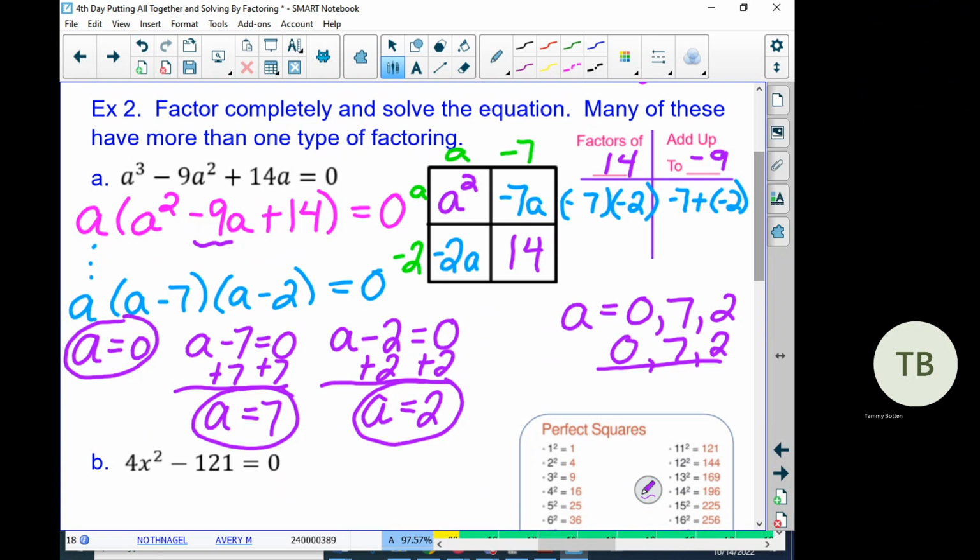I'll explain to you a little quicker way of doing this. If you're doing this and you want to find what your 0 is, if this is a - 7, your answer is going to be the opposite of -7, which is 7. If this is a - 2, your answer is going to be the opposite of -2, and it's going to be 2. Is that easy enough to get that?